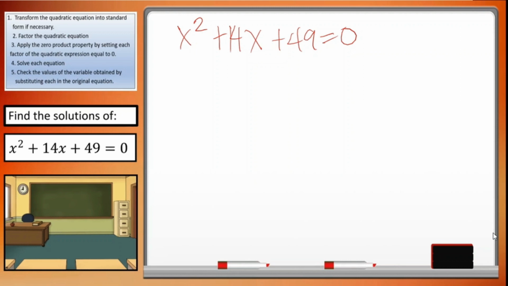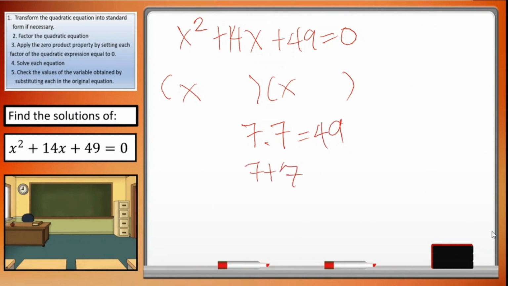So if we're going to factor x squared, we'll have x. And now we want the factors of c that add to b, or the factors of 49 that also add to 14. And that is 7 times 7, we have 49. And we also have 7 plus 7, the answer is 14. So both factors are x plus 7 times x plus 7 is equal to 0.